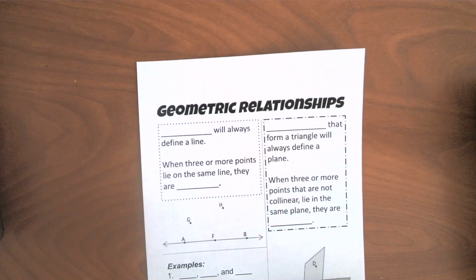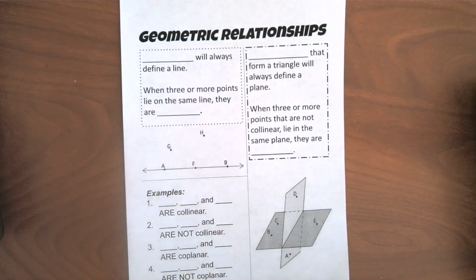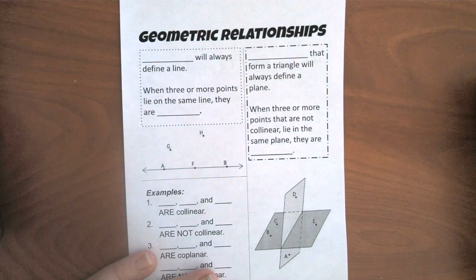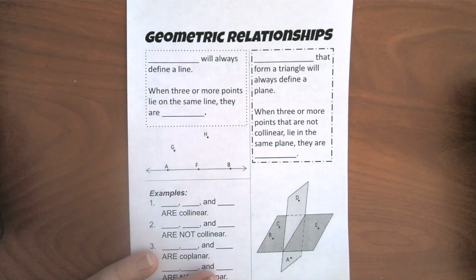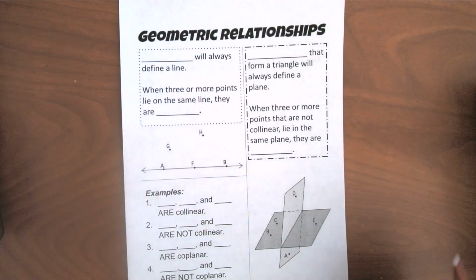Okay, so geometric relationships. We're going to start by talking about how some of these things are related to each other. And so that's what relationships comes from. The geometric comes from geometric figures. And so we're going to be looking at how points are related to each other, how lines are related to each other, how planes are related to each other.